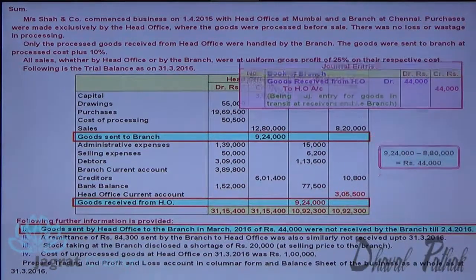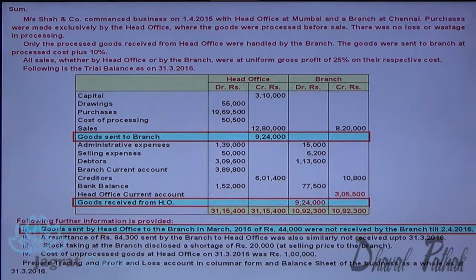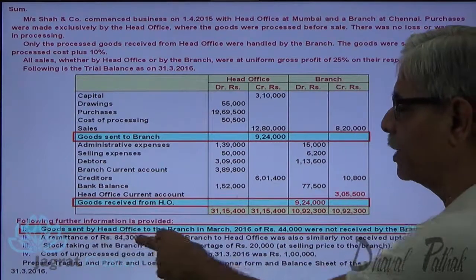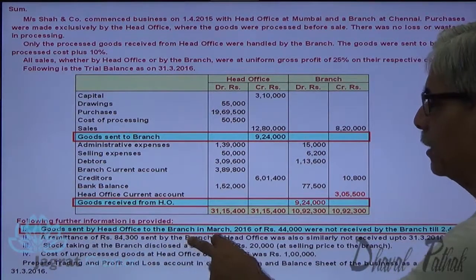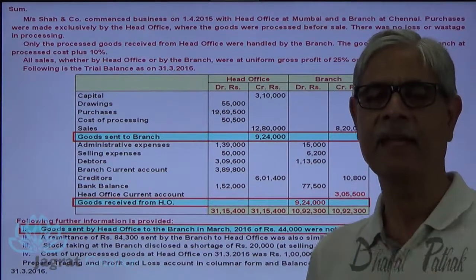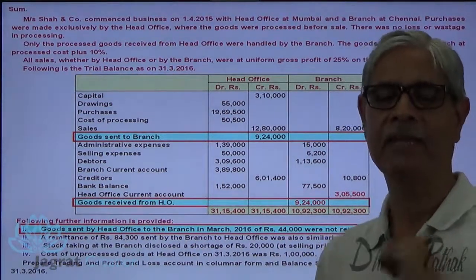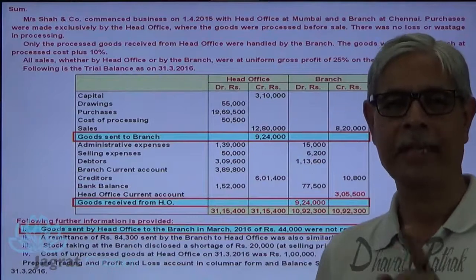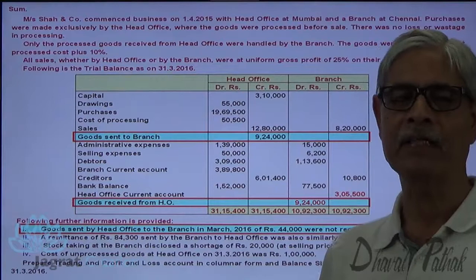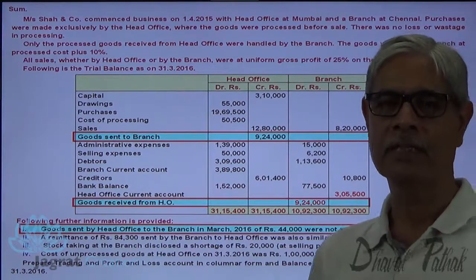Next, after this, I want to take care of this adjustment. A remittance of 84,300 sent by branch to HO. Now, what is the receiving end? HO is the receiving end. So, adjustment for cash in transit is to be recorded at the receiving end. So, HO will write the entry for cash in transit.